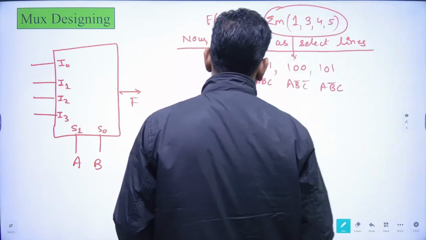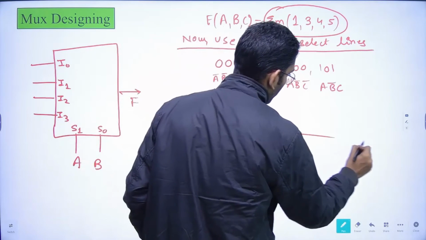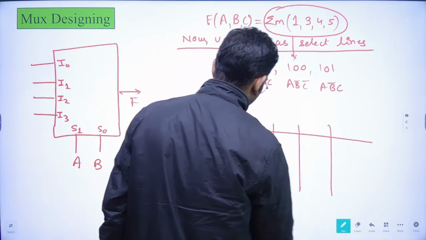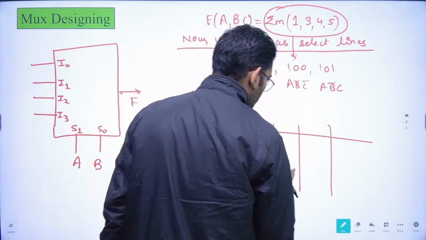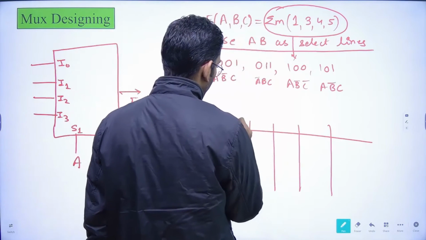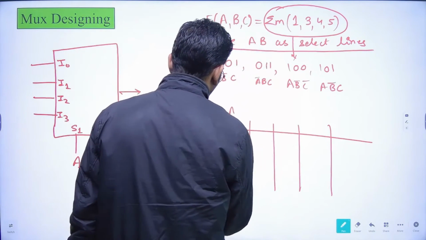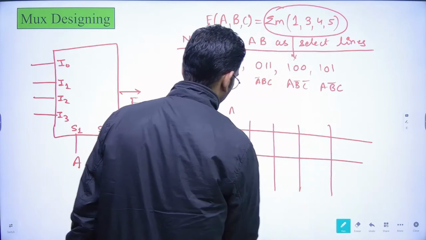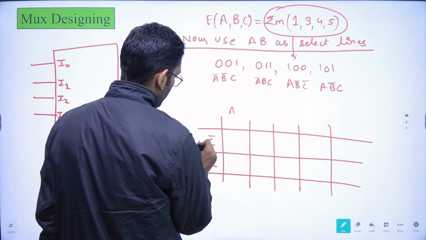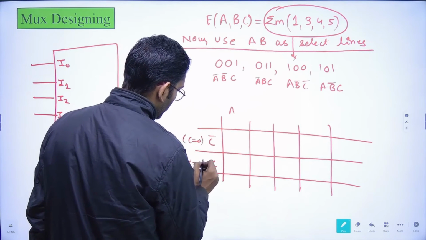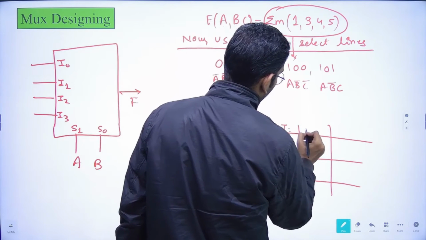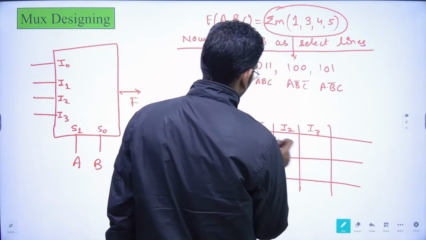Now, if you would draw the table, what we can do? A B is the select line, so we would use C over here. The remaining variable is used here. C bar and C: this is for C equals to 0, and this is for C equals to 1. I0, I1, I2, and I3.